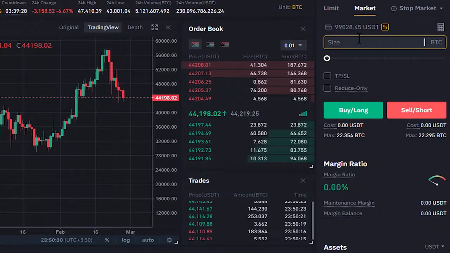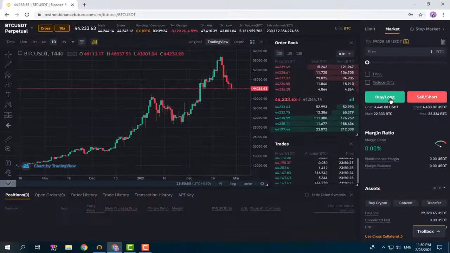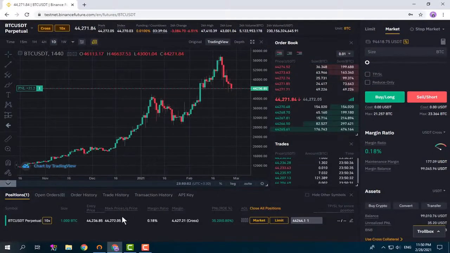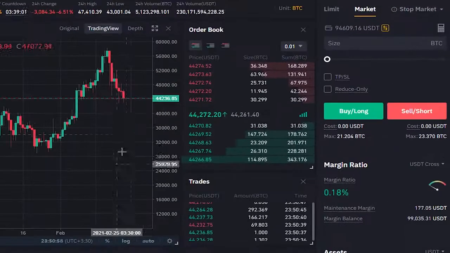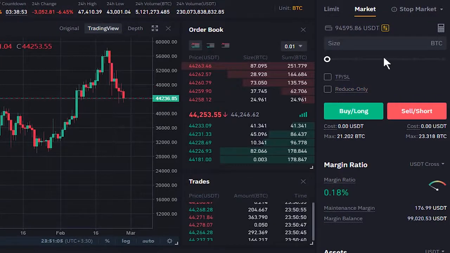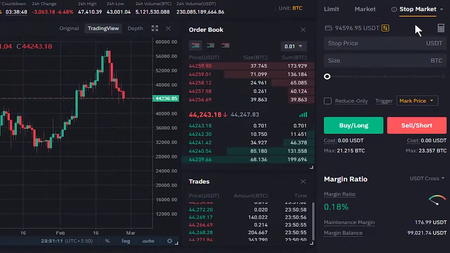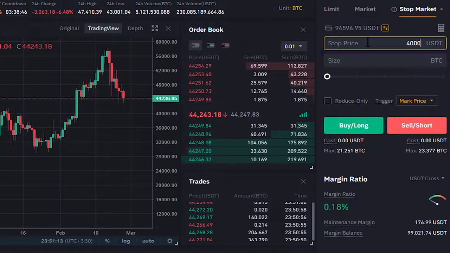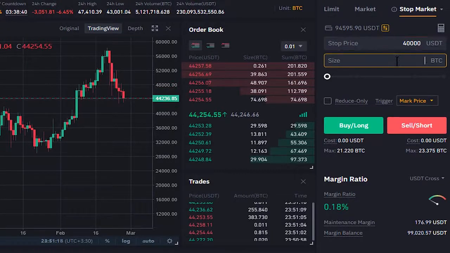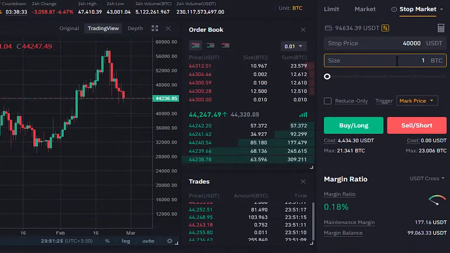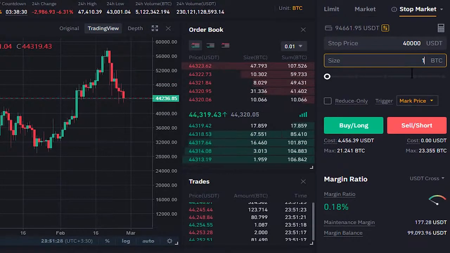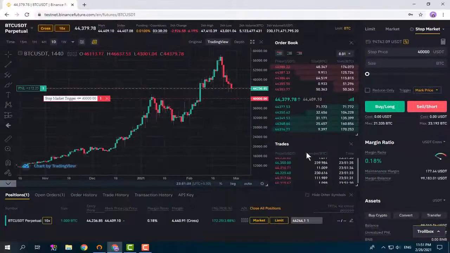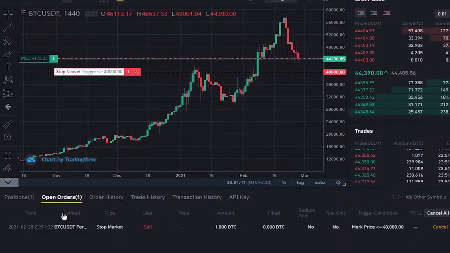Let's buy 1 Bitcoin, clicking on buy long, submitted. Here's the position. Now we want to place a stop loss order at 40,000, for example. So we go to stop market order. We set the price to 40,000. We set the size to 1 BTC, similar to the position size, and we click on sell short. And the order is in open orders, as you can see.